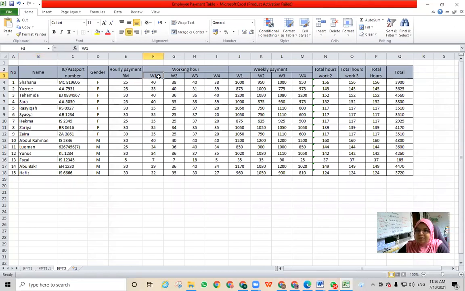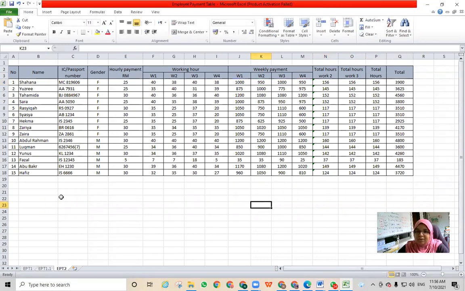When we count, we use the addition formula. There are three types of addition. We use sum like this, or sum like this, or another one like this.